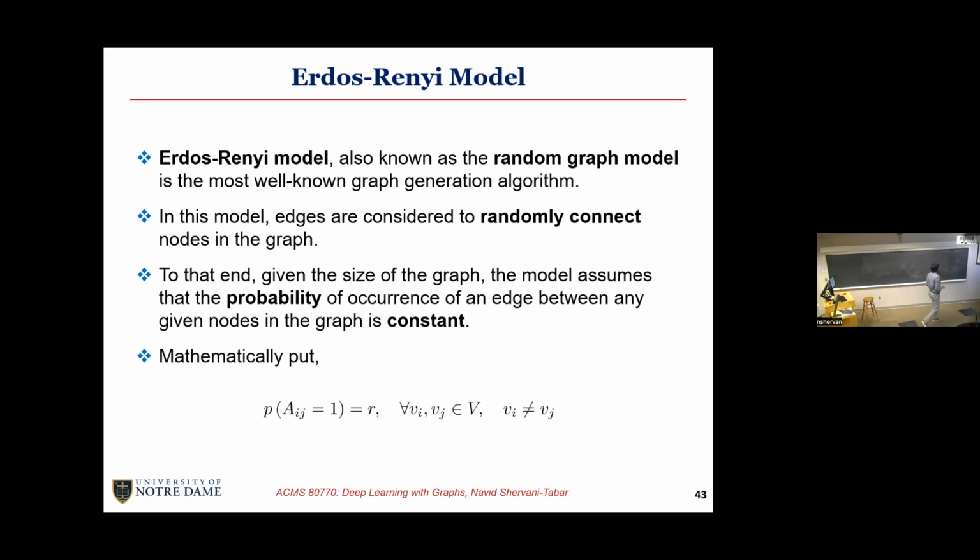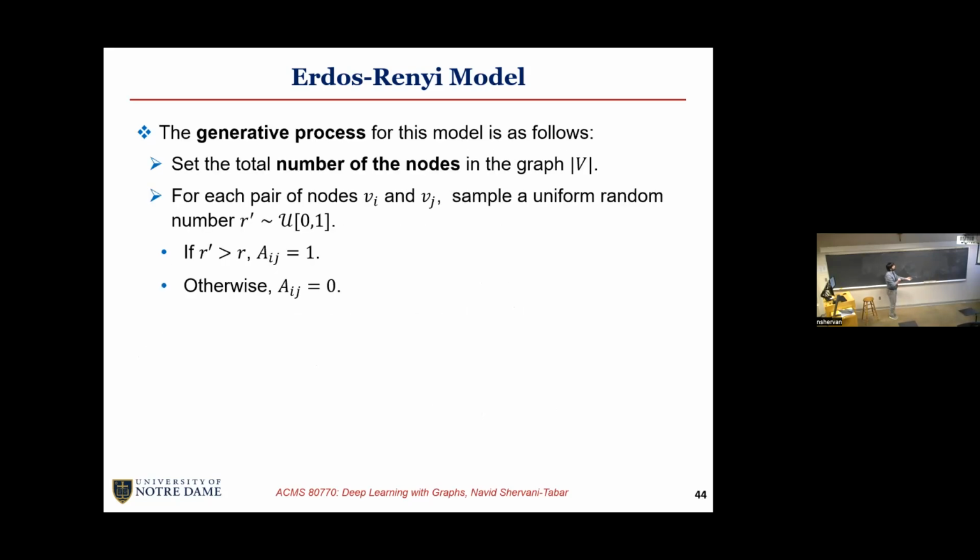Mathematically put, the probability of having an edge between nodes Vi and Vj is given by parameter R. So for any two given nodes in the set of nodes in the graph, without any self loops, we just select a random number. If it's larger than R, we have an edge between those two. If it's smaller than R, we don't have any edge between those two. That's the essence of the generation of graphs using Erdős–Rényi.